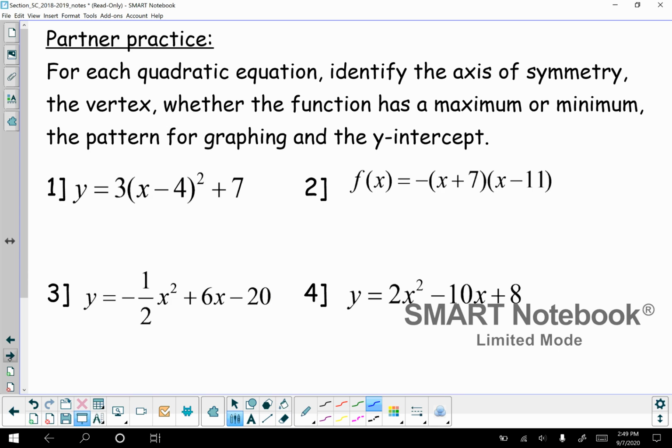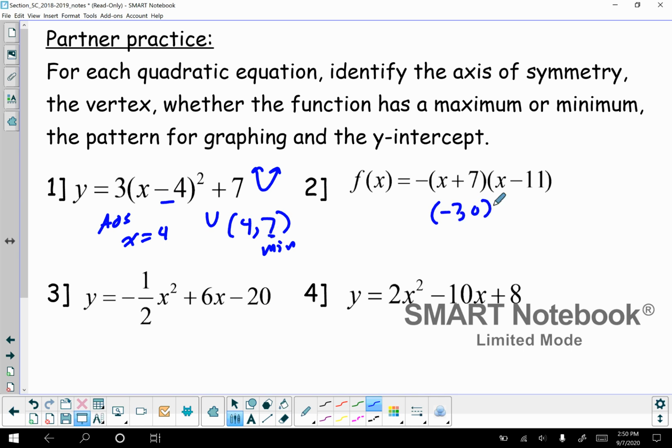All right, for each quadratic, identify the axis of symmetry. So the axis of symmetry on this one is going to be right here. So AOS is x equals 4. My vertex is going to be (4, 7). This parabola opens up, so my vertex would be a minimum, and the y value would be the minimum.